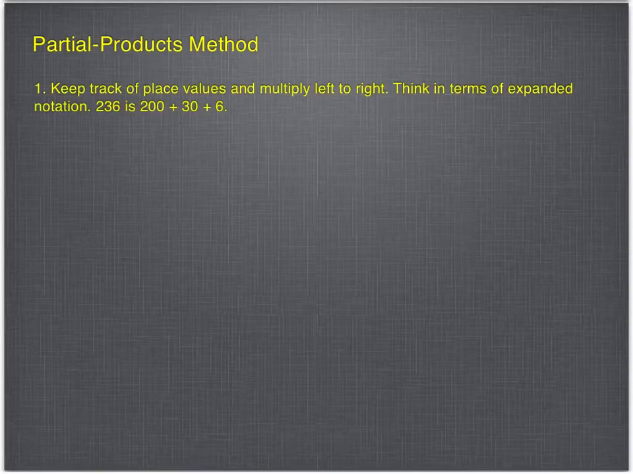Okay, so now we're going to talk about partial products and how using estimates with partial products will help you multiply decimals effectively. So number one, when you talk about partial products, you want to keep track of place values and multiply left to right. And you're thinking in terms of expanded notation. So 236 is 200 plus 30 plus 6. Breaking numbers into their parts will help you do the math mentally.